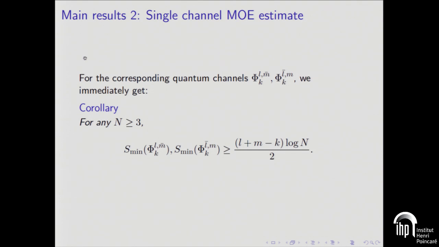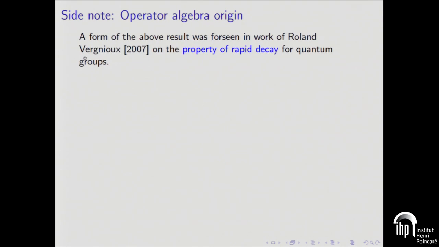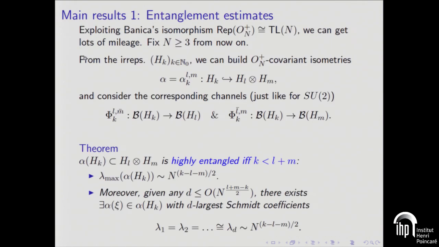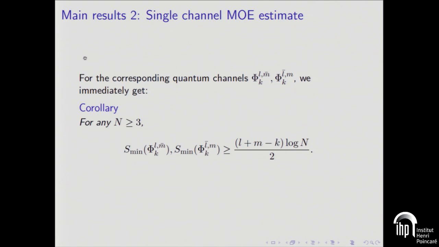Okay, so back to the main results. We have this low upper bound on the size of the Schmidt coefficients that come from these irreducible representations. Using this upper bound, you automatically have a naive lower bound on the minimum output entropy of the corresponding quantum channels, namely minus log of the largest possible Schmidt coefficient, which in this case is this thing here. So you have some sort of logarithmic growth in N of these lower bounds, which is entirely different than what one has in the SU2 case. Of course, you can't even consider that asymptotic there because there is no N. N is always 2.